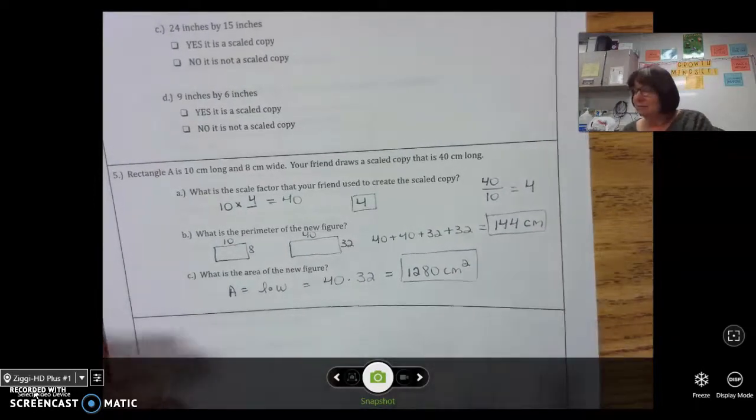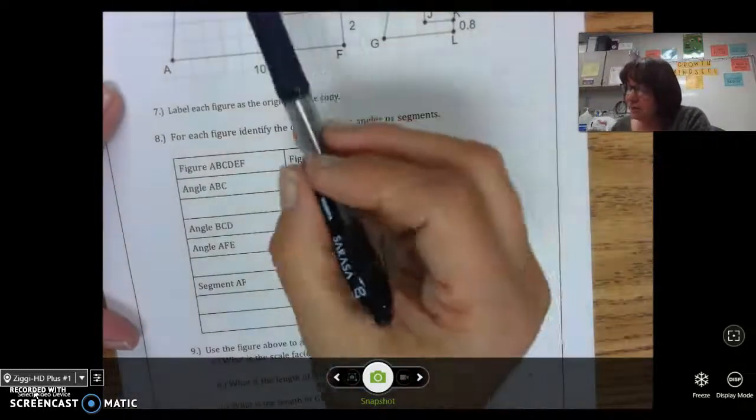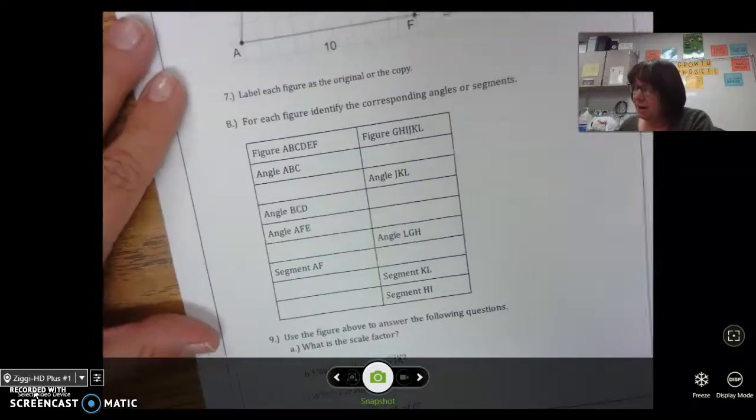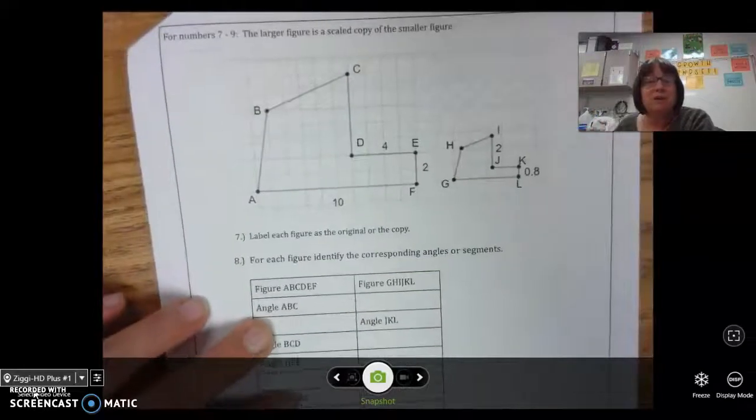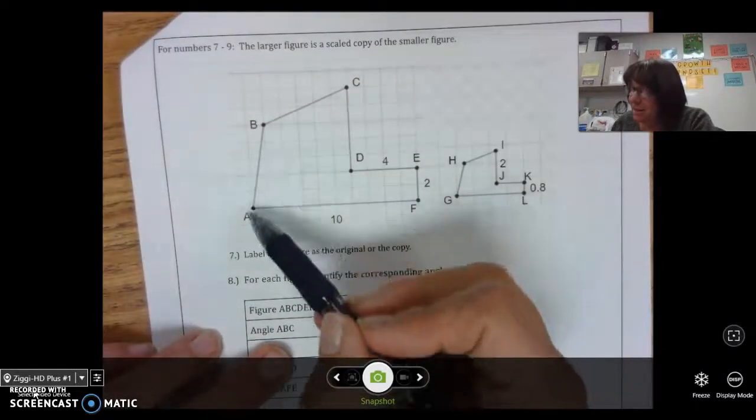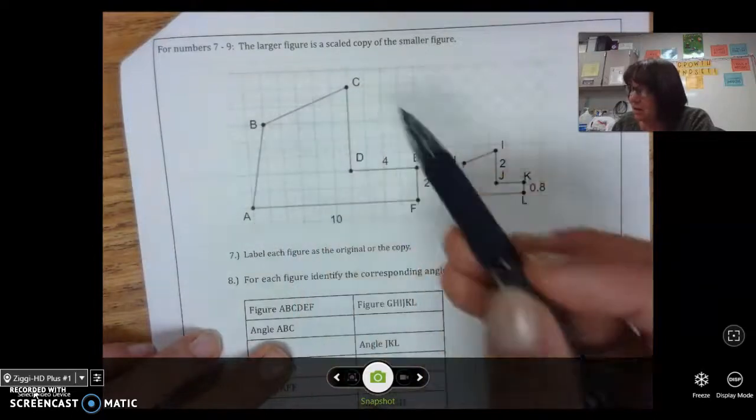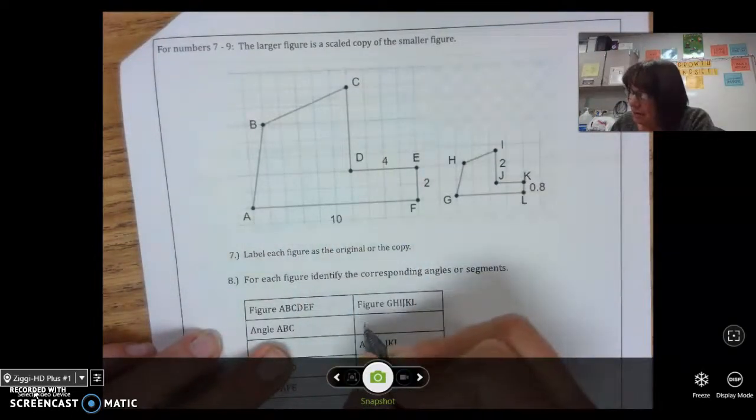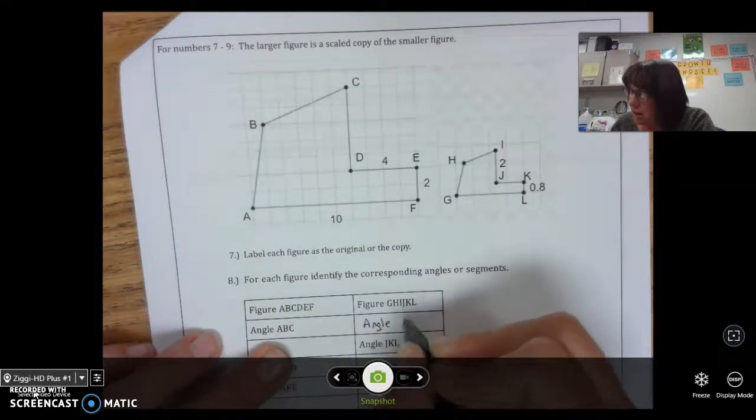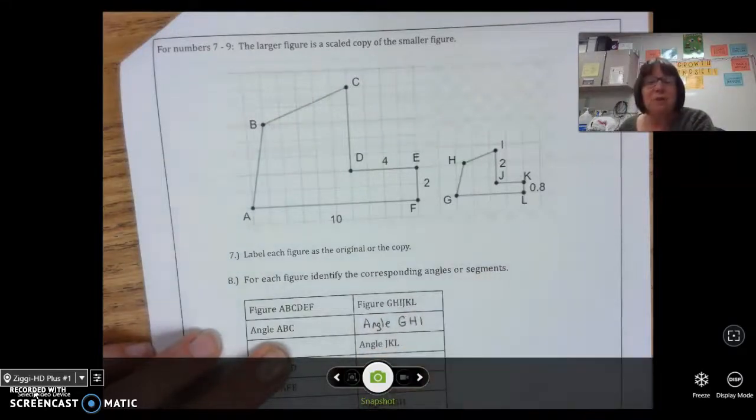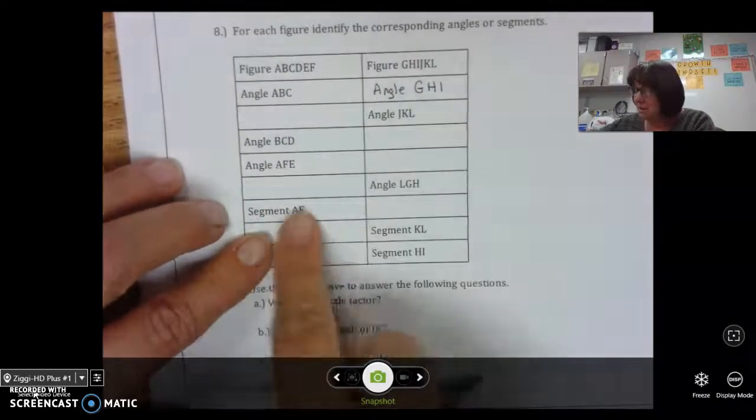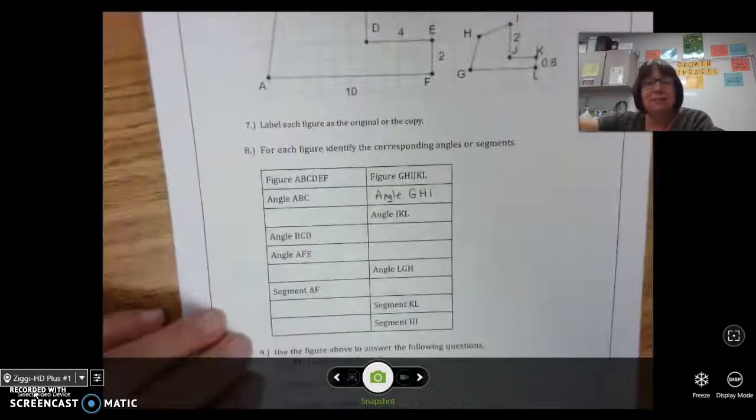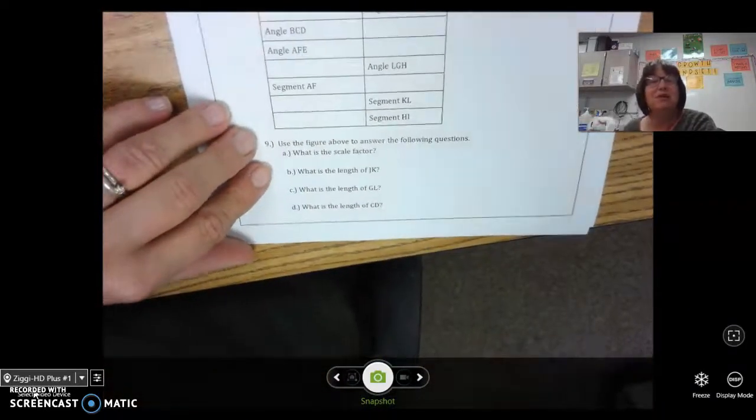Okay, for number 7 through 9, the larger figure is a scaled copy of the smaller, and now you're just finding corresponding angles or segments. So the key point here is to match up the letters. So when I'm looking at angle ABC, I'm going to find the same letters that correspond here, and it's going to be angle GHI. I'm just finding the same ones and matching letter to letter. And then you're going to find some segments. Find the corresponding line segment. Same thing. Match up the points and the numbers. I'm going to let you do that one.